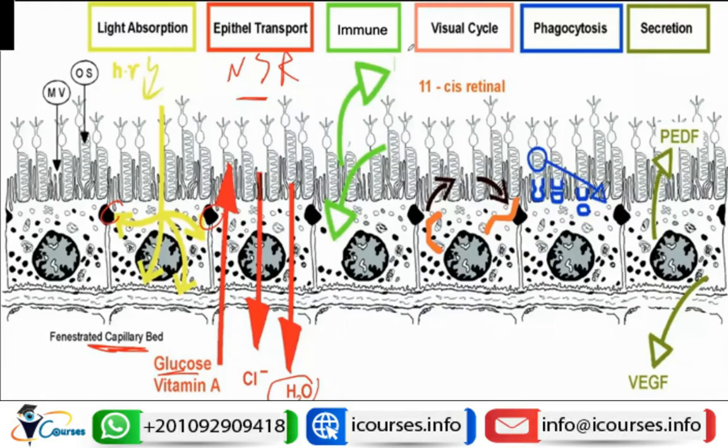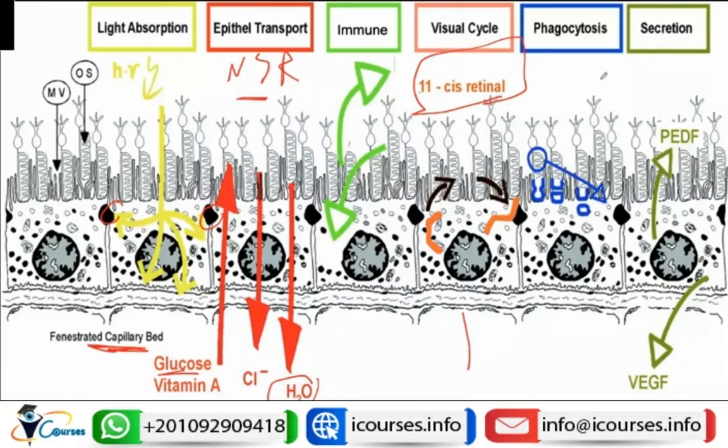Immune function, including production of PDEF, or pigment epithelium-derived factor, and vascular endothelial growth factor. It is also an integral part of the visual cycle, as 11-cis retinal, one form of vitamin A, will circulate through these retinal cells. The RPE cells will also take another form of vitamin A from the blood capillaries, and it has an important role in the visual cycle, as we will see later on.